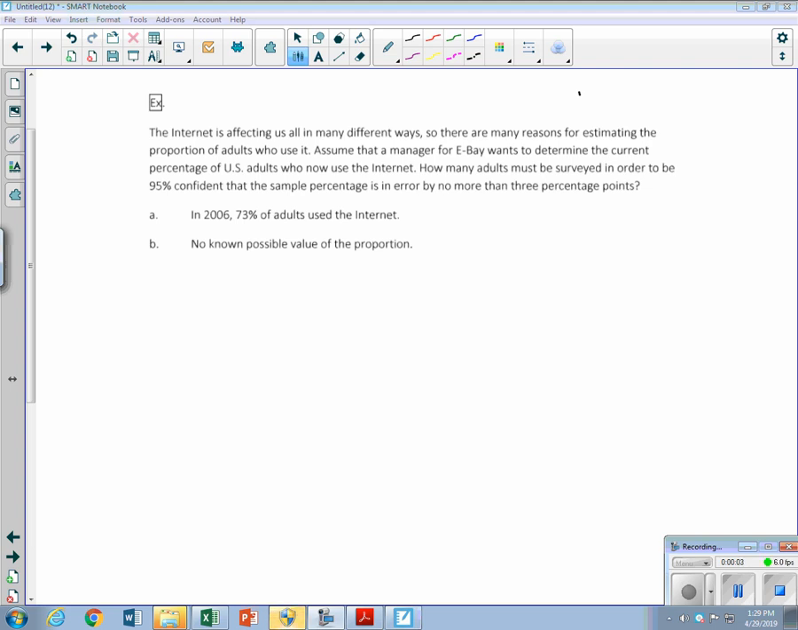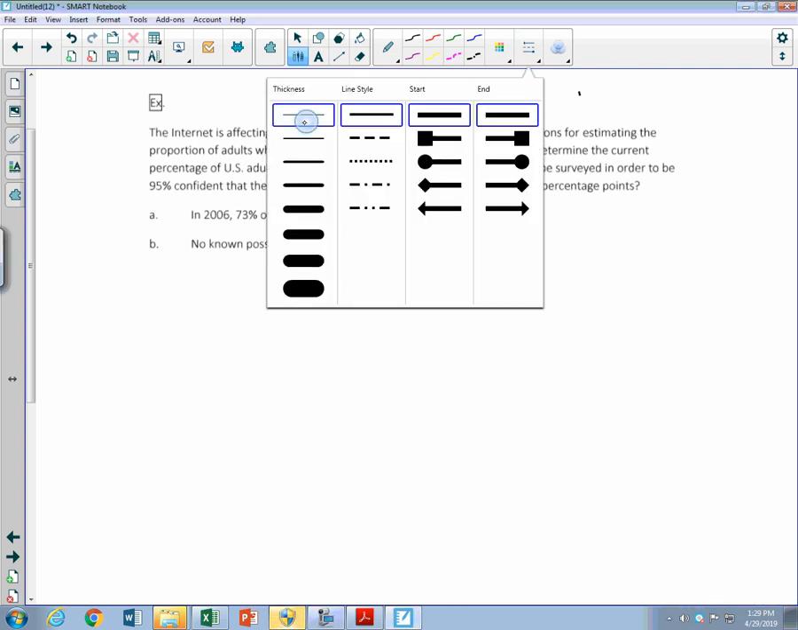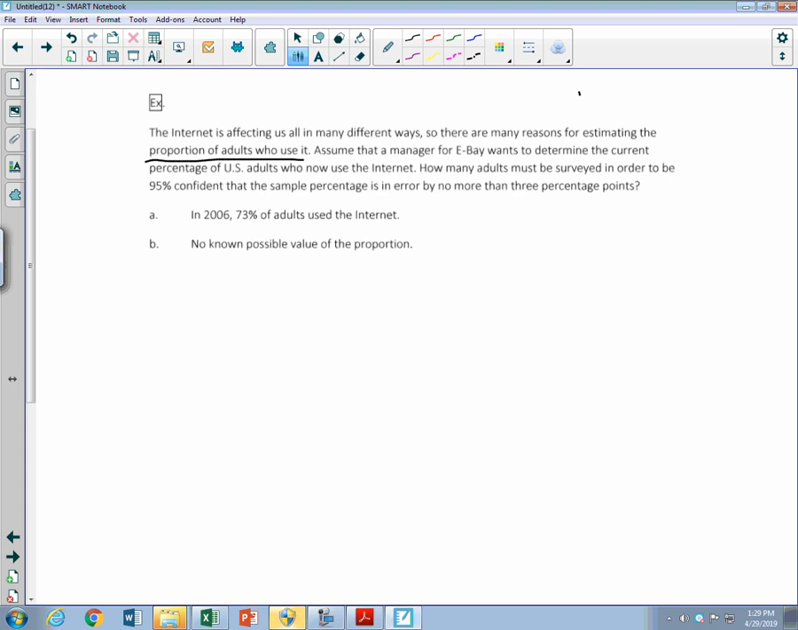Now we'll return to finding sample sizes for a specific example. In this example, the internet is affecting us in many different ways, so there are many reasons for estimating the proportion of adults who use it. So this example is looking at estimating the proportion of adults who use the internet. So we should right away be thinking about p-hat. We're not talking about means. We're talking about the proportion of people who use the internet, not the mean number, something like that.